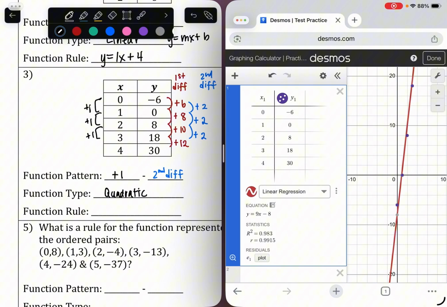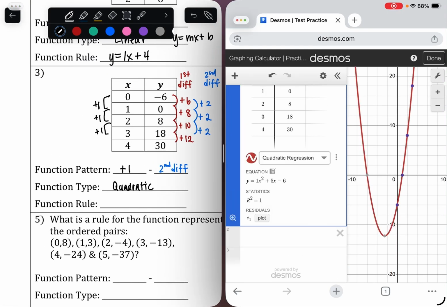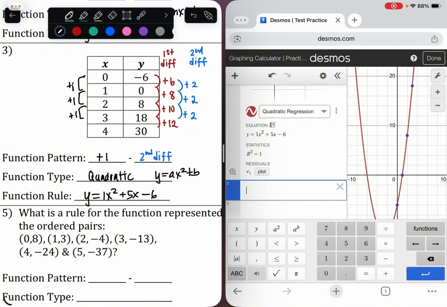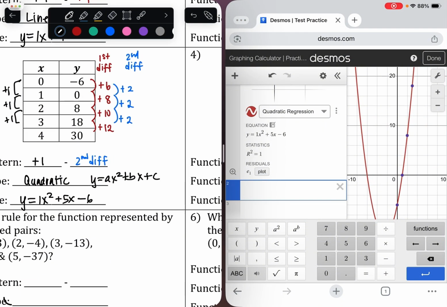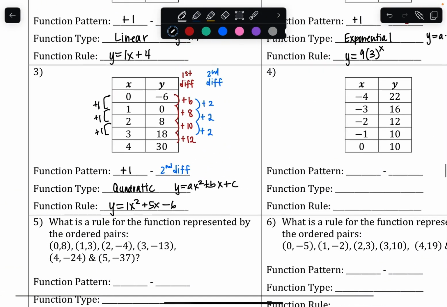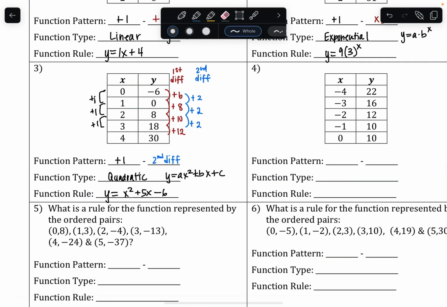Then click the line, and it automatically does linear. So remember, you don't want to choose linear if you know it's quadratic. So go to quadratic, and here we can see our equation: y equals 1x squared plus 5x minus 6. So for quadratic equations, we're looking for ax squared plus bx plus c. And that's what our calculator just gave us. They may leave the 1 invisible, and so if you don't write the 1, you would still be correct.